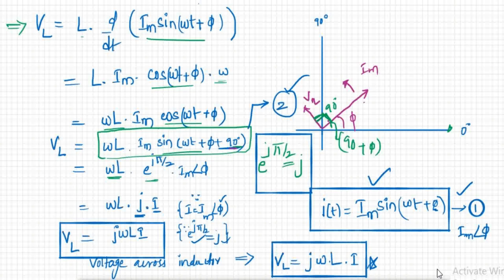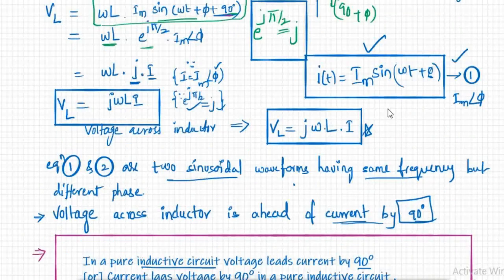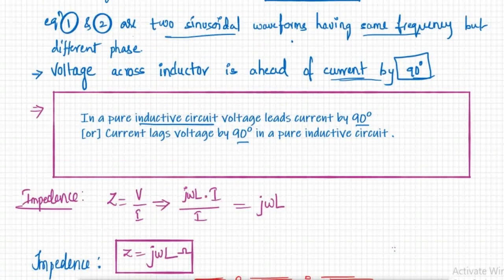Okay, so this is the phasor representation of the inductor. This is the inductor current and this is the inductor voltage. They are phase shifted by 90 degrees. Now let us see the impedance of an inductive circuit. Here, impedance is nothing but voltage by current. If we substitute the voltage across the inductor, that will be j omega L into I by current I, so the current gets cancelled.